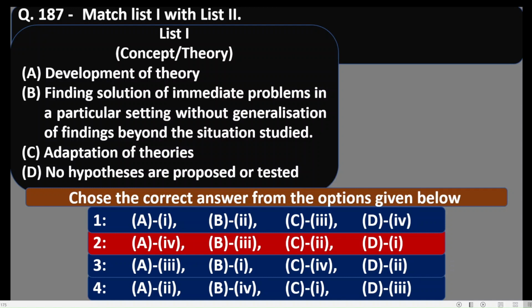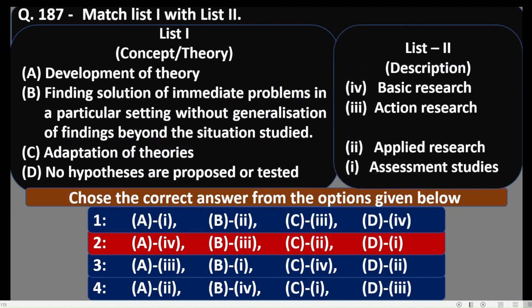And in that sense, again we see development of theory, basic research. Finding solution of immediate problems in a particular setting without generalization of findings beyond the situation studied, that is action research. Adaptation of theories, applied research. No hypotheses are proposed or tested, assessment studies.